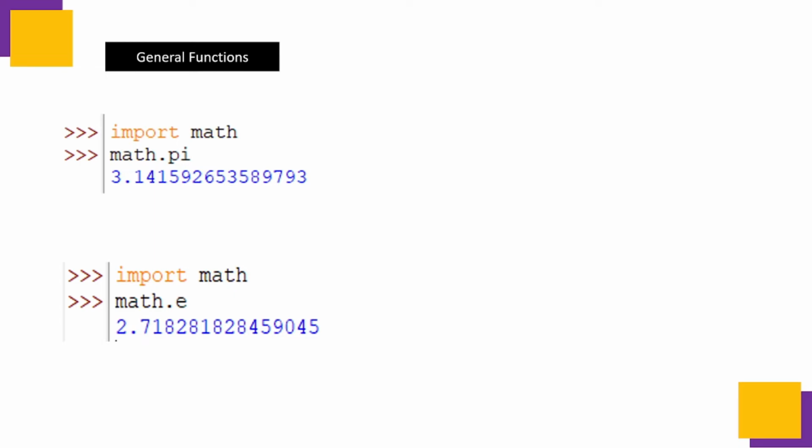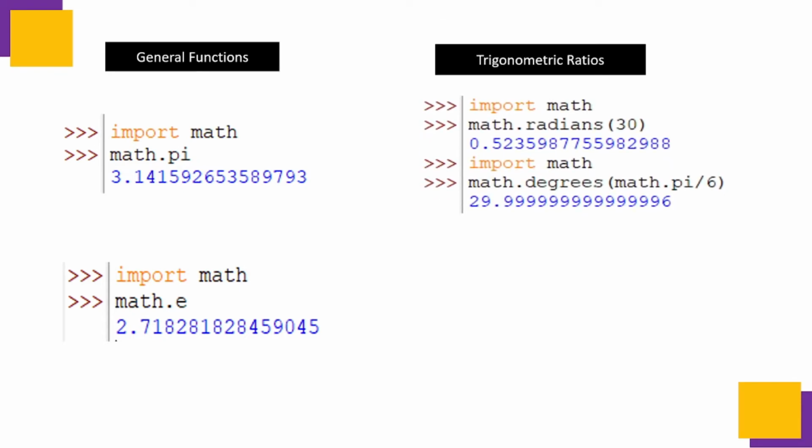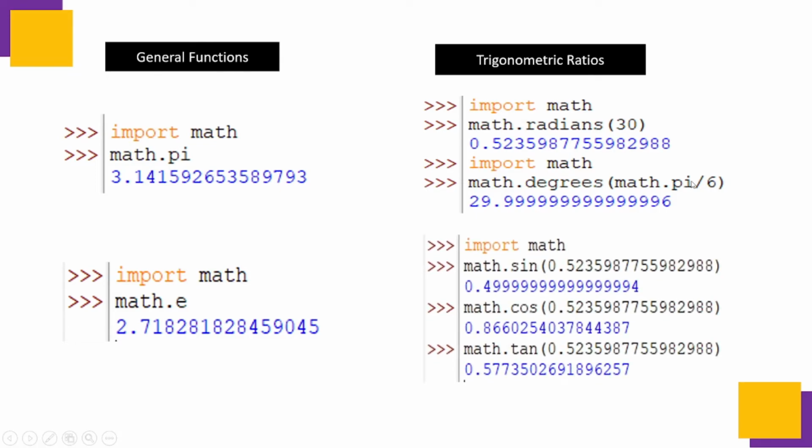Okay, so let's see trigonometric ratios. We have radians, which converts degrees into radians. So here we are given 30 degrees and it converts into radians 0.5235, and vice versa. While converting degrees into radians, we need pi. So here you have used math.pi. In this way we get more accuracy than just writing 3.14, right? Next we have sine, cos, tan, where we give the radians and you get the results.